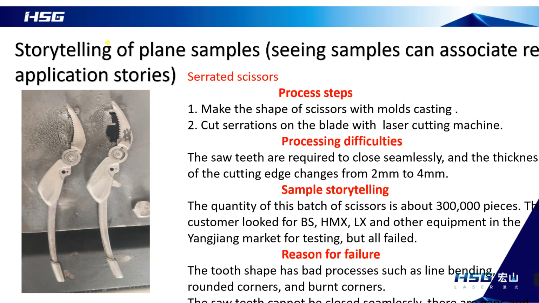There are about 300,000 of these scissors to be cut. The customer looked for some of the same equipment in the Yangjiang market for testing. Neither of them succeeded. What is the reason for the failure? Because this tooth-shaped cutting may have problems like curved lines, obtuse angle, burning angle, or other situations. Secondly, the saw teeth may not be closed seamlessly. There are certain gaps and dislocations.